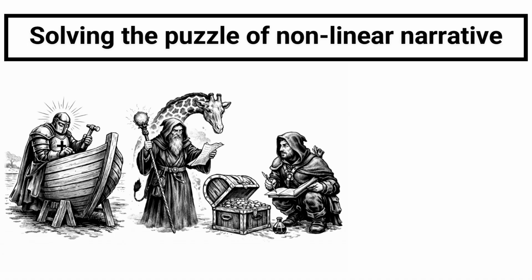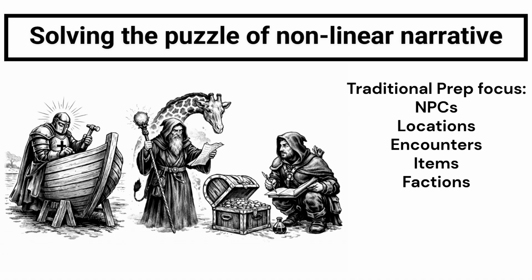Most traditional GM preparation begins by assembling assets. NPCs, locations, encounters, items, factions, and these are treated as the core work of campaign design. Once those pieces exist, the players are dropped into the collection and the GM waits for the story to emerge. Sometimes it does. Very often, it does not.